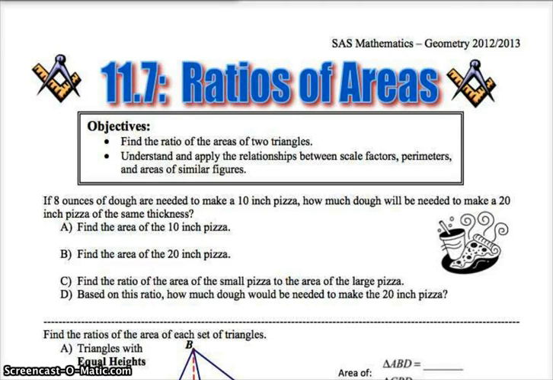We are doing our final section that will be covered on the unit test, so 11.7 on ratios of areas. There is an 11.8 on probability, but we will not be covering that this year. So we are stopping from 11.1 to 11.7, and that is what will be on your unit test.